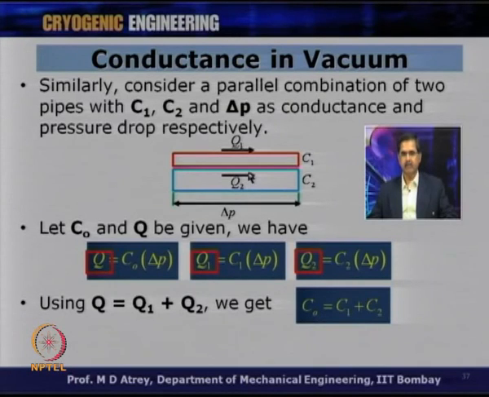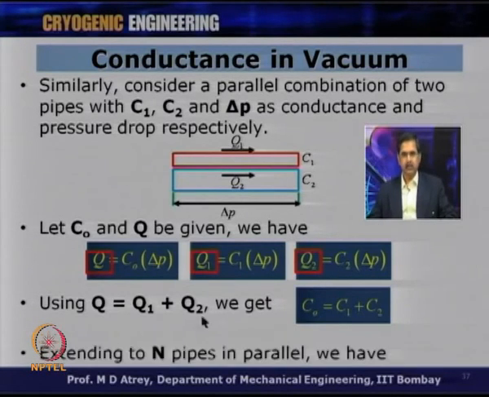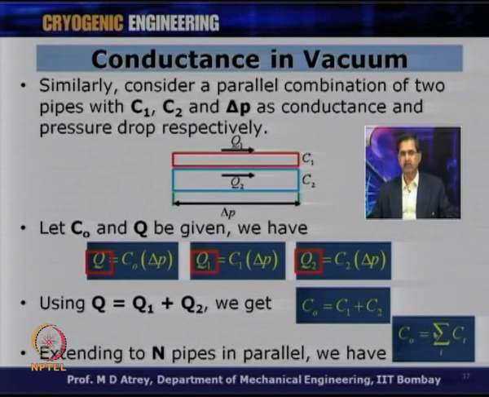So, when the pipes of C1 and C2 conductances are connected in parallel to each other, the overall conductance will get added directly as C1 plus C2, and therefore, this is the overall conductance for pipes which are connected in parallel with each other. Extending this to n pipes, we will have C0 is equal to sigma Ci, where i extends from 1 to n pipes. So, we saw what the overall conductance is when they are connected in series, and what it is when they are connected in parallel to each other.